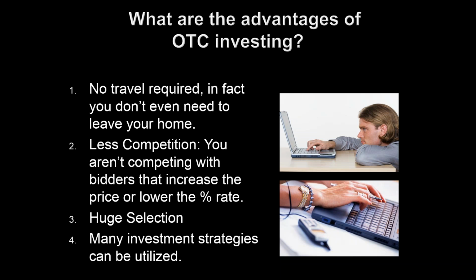You're not going to be competing with bidders that increase the price or lower the interest rate return. So if it's a bid up premium bid state, you have to bid up the price of the tax lien certificate if you participated in the auction. With over the counter, you just purchase it for that price, and you get the highest interest rate return. In a bid down interest rate state like Florida, you get it at the highest interest rate, so you get it at 18%. There's a big selection of over-the-counter tax liens. And also with over-the-counter investing, many different strategies can be utilized.